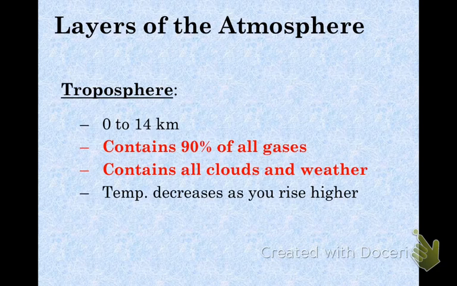The troposphere is mostly made up of nitrogen and oxygen, with a little bit of water vapor and some carbon dioxide. This is where all of your clouds and weather occur. So when you look outside and you see clouds in the sky, you are seeing the troposphere. And again, temperature decreases as you rise higher.